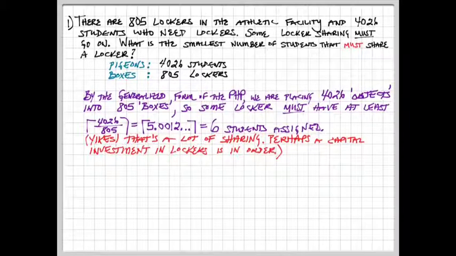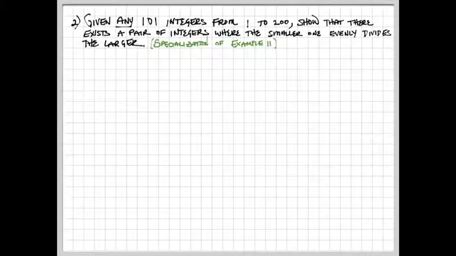That is a lot of sharing going on, and hopefully that's not happening at our new YMCA. I think problem 2 is very beautiful. No matter what 101 integers you choose from between 1 and 200, there will always be a pair of them that evenly divide.